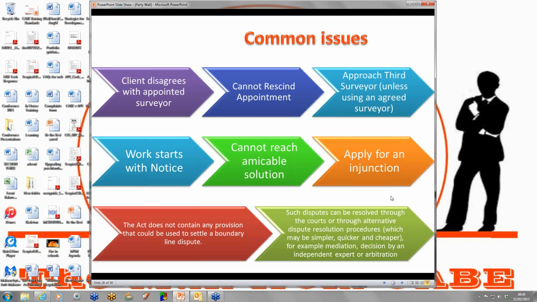And the Act doesn't deal with boundary disputes about where the boundary line is. That has to be sorted out in an independent manner, although people tend to think as part of this process that it will resolve boundary issues as well. So those are some of the common issues that we come across.